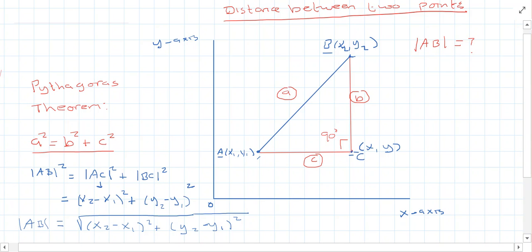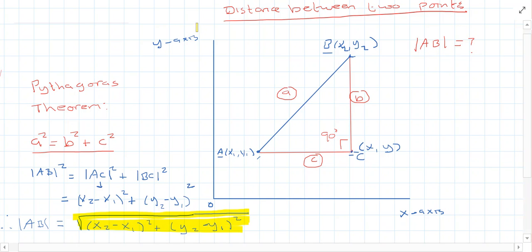So the distance of AB then is equal to this. So this is the formula then that we use in order to work out the distance. What I've done there is I've just derived the formula and showed you where it's coming from.